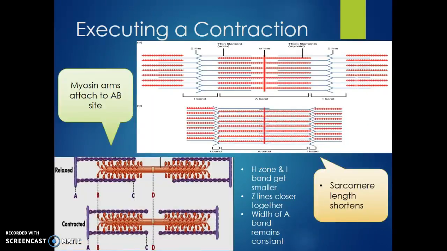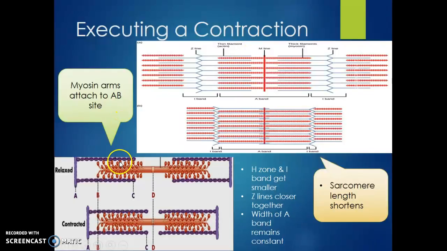Now, when executing a contraction, the myosin arms, as you can see in this picture here, will attach to the actin and will use their energy from the breakdown of ATP to pull the actin towards the middle of the sarcomere. As you can see here, the muscle during contraction is shorter, closer together than it is at the relaxation phase.